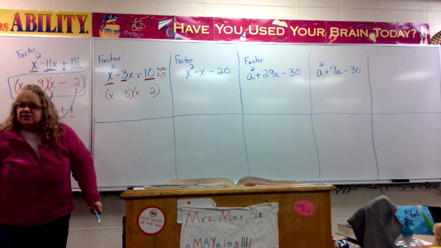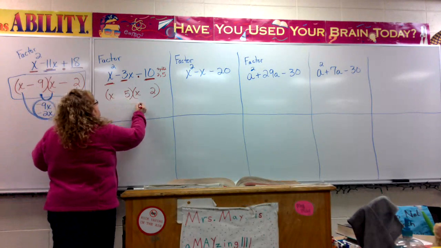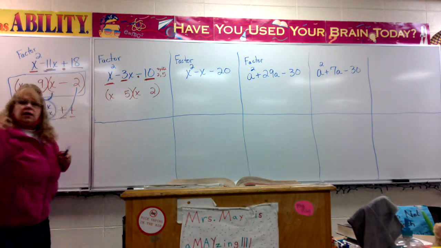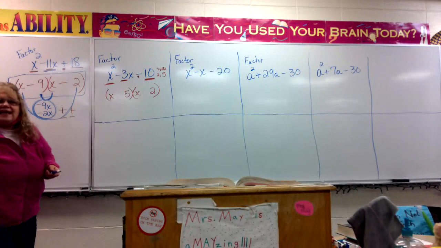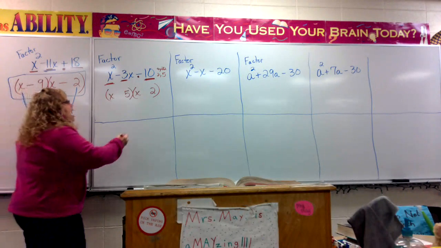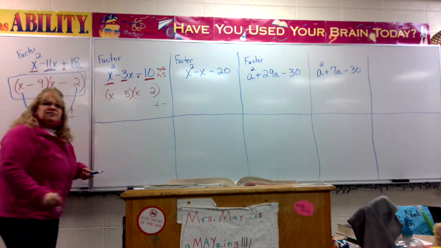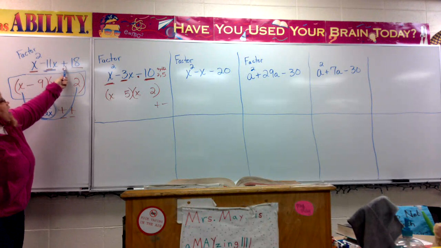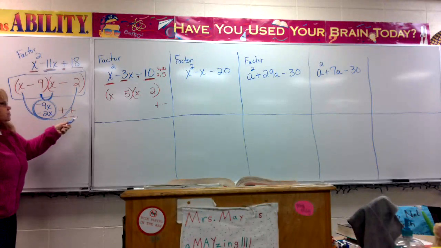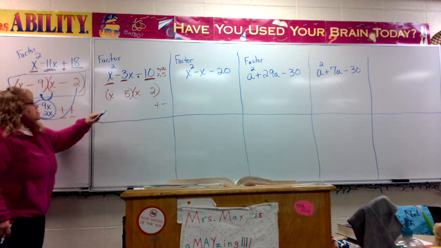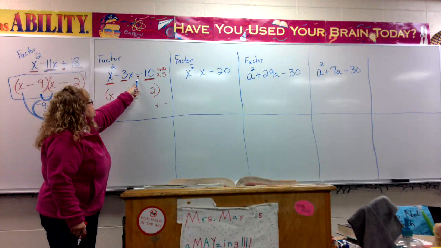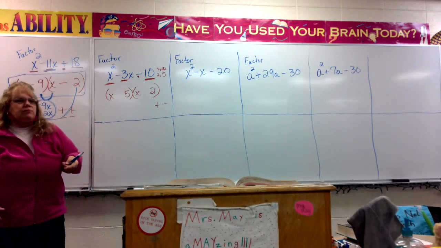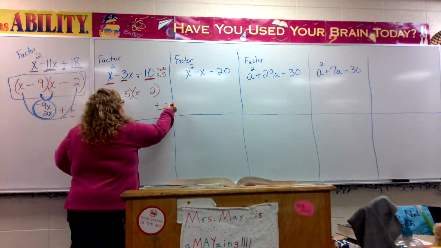Here's what you have to ask yourself. How do I multiply these two numbers, 5 times 2, and get a negative 10? How do you multiply two numbers and get a negative? You have to have one of each, a positive and a negative, right? Over here, you were multiplying two numbers to get a positive. So it had to be positive times positive or negative times negative. On this side, we're multiplying two numbers to get a negative. There is only one way to multiply two numbers and get a negative answer. You have one of each.